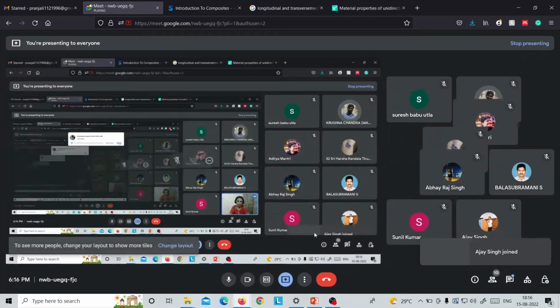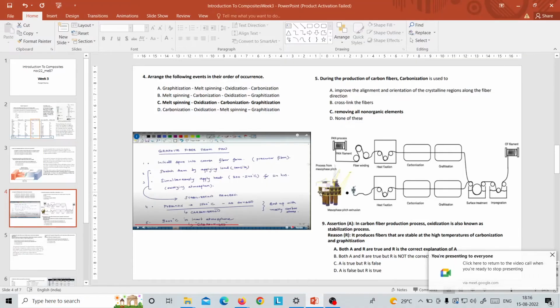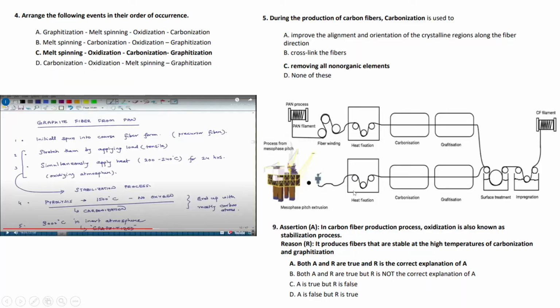And then finally, if we want to make graphite fibers, then we'll do graphitization so that the percentage of carbon will increase even further, and finally we'll obtain graphite fibers. So this is the common workflow given: melt spinning, oxidation, carbonization, graphitization are the direct steps which would be involved in production of graphite fibers, and this third is the right answer.